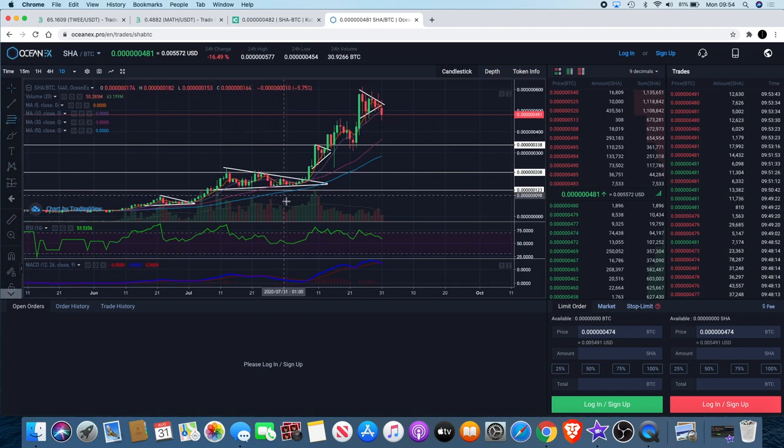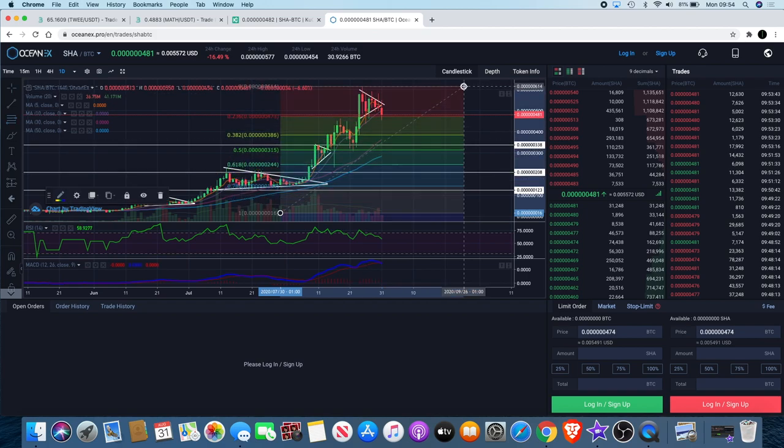I believe that's the 0.618 level. Let's just check. Okay, the 0.618 level is over here, and then we've got the golden pocket and the 0.786 level. It does look like it could come down and test this level all the way down here.